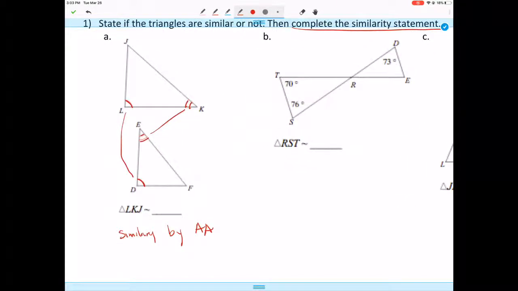All right, and they also want us to complete the similarity statement. So we look at this, we'd want to write them down. So for example, L, which has this angle with one angle thing, okay, that corresponds to D. So we'd write triangle D, and then we have K corresponds to E, and then J corresponds to F. All right, order matters. If you just throw those letters in there, you're going to lose points.